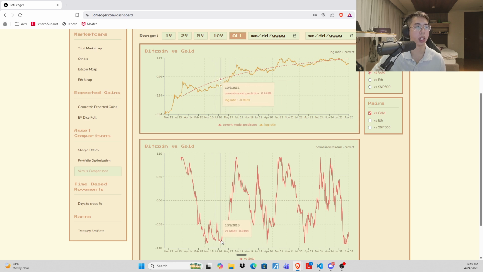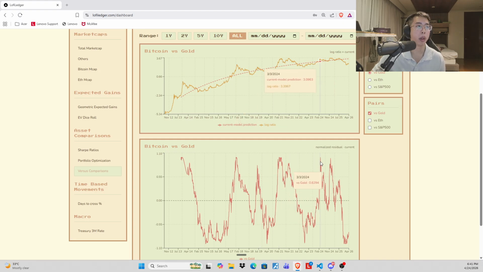When it's down here, you can expect that you can sell gold for Bitcoin because Bitcoin will gain money against gold. And when it's up here, you can expect it to go down, wherein Bitcoin will start losing money against gold. So that's how you look at this indicator. And like all indicators, it's not perfect.